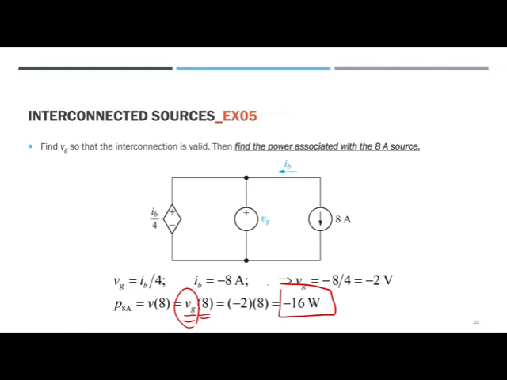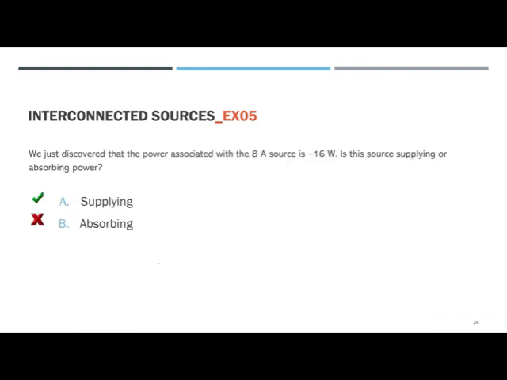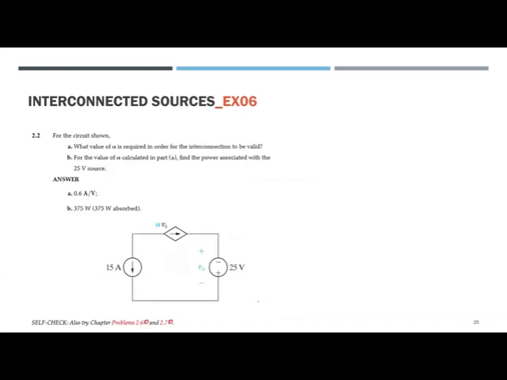Okay, that was the VI. For this case, we don't need to assign the polarities first. So P equals VI, which depends on the V and I values, minus 2. The current was calculated before. That was what we wanted to do. So we just discovered the power associated with the current source. It's minus 60 watts. Is the source supplying or absorbing? A minus value means that it was supplying.